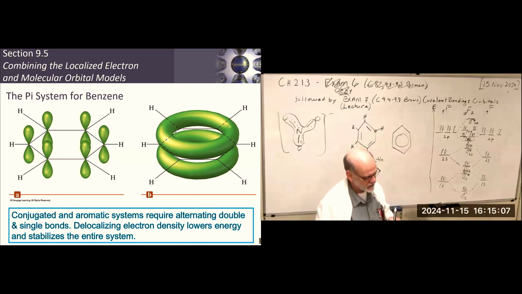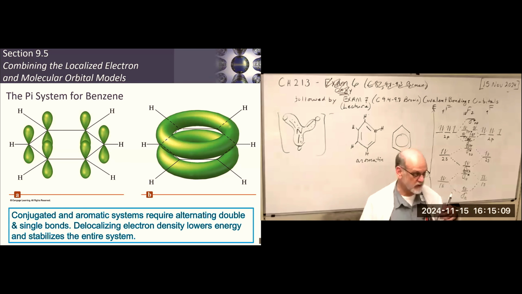Now, what we're introducing here is the localized electron model combined with a molecular orbital model. So it's kind of a, I don't know what you call it. A jerry-rig system. I don't know.